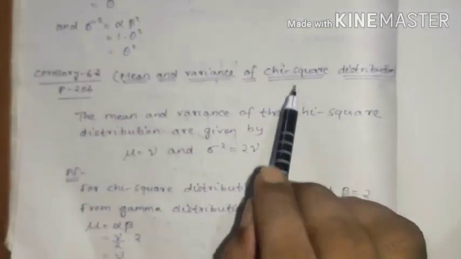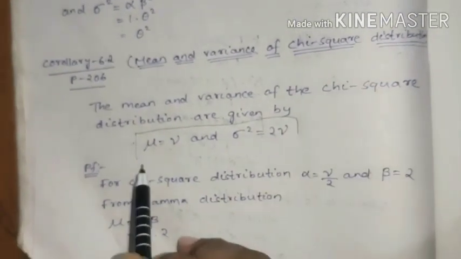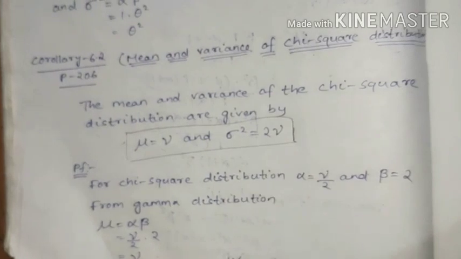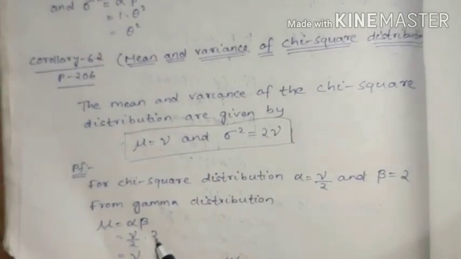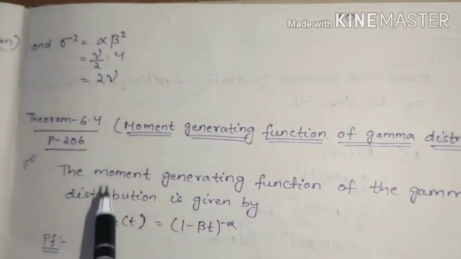Mean and variance of chi-square distribution. Chi-square mean is equal to mu is equal to psi, and sigma square is equal to 2 psi. For chi-square, mu is equal to alpha beta, psi by 2 into 2 is equal to psi. Psi by 2 into 4, and that is 2 psi.